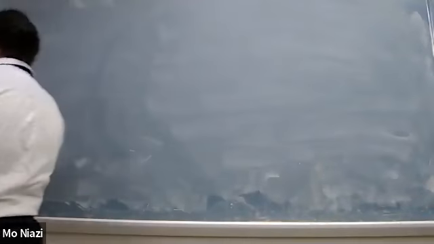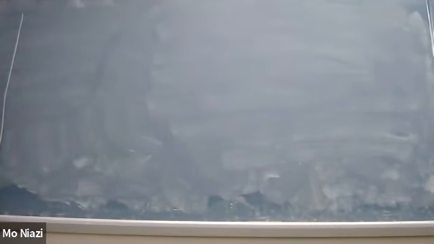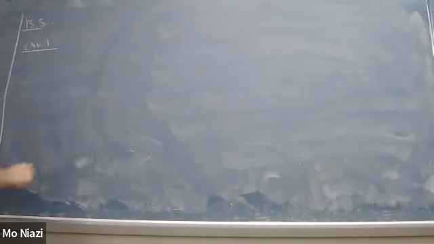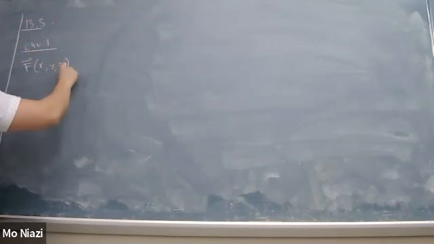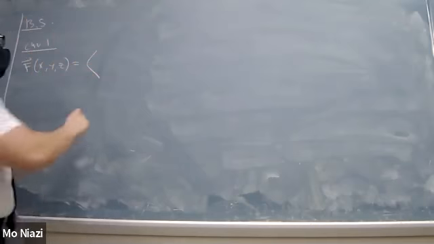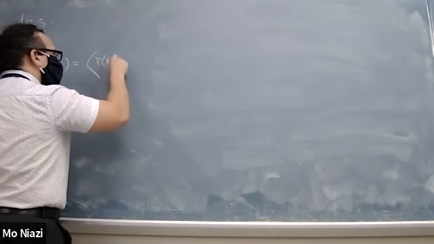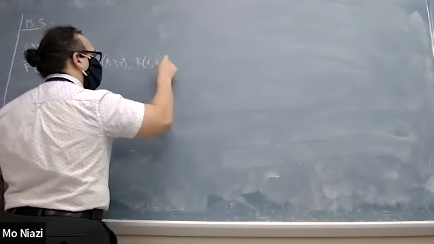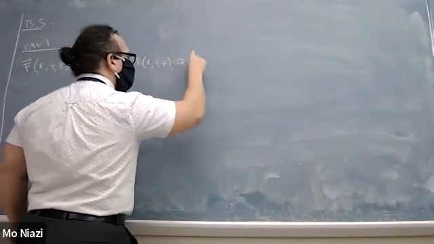So this is going to be over 13.5, curl and divergence. Let's talk about curl. Let's say we are given some function of 3 variables, a vector function parameterized by functions component-wise of 3 variables: P, Q, and R.